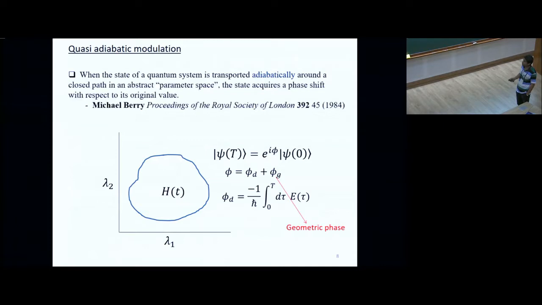How does it show up in an open quantum system? Michael Berry, of course, showed it for the closed quantum system, and we know that for closed systems, it leads to different kinds of effects. Like, for example, current in a ring when you have a magnetic field passing through the ring. I'll talk about that also a little bit.